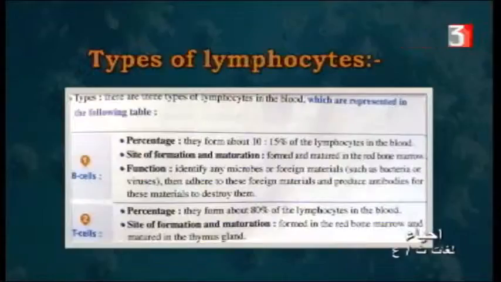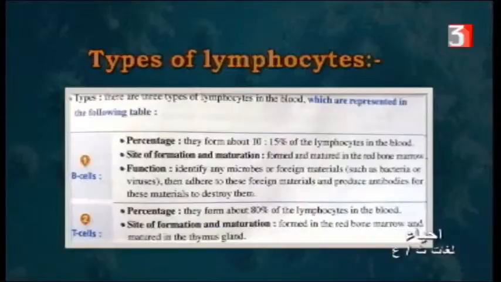Now we are going to describe the lymphocytes. Lymphocytes are a type of white blood cell that contain many types like B cell, T cell, and M cell. These are cells that defend the body against any microbes. When any microbes enter, these cells come out to defend the body against them.